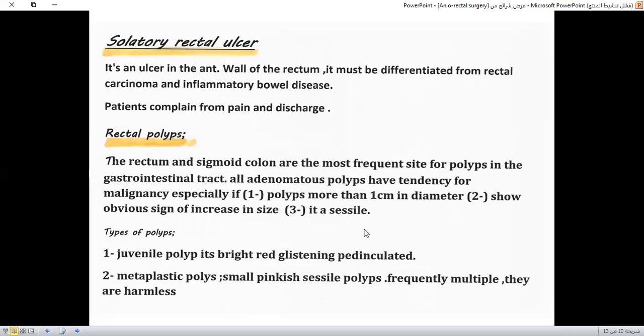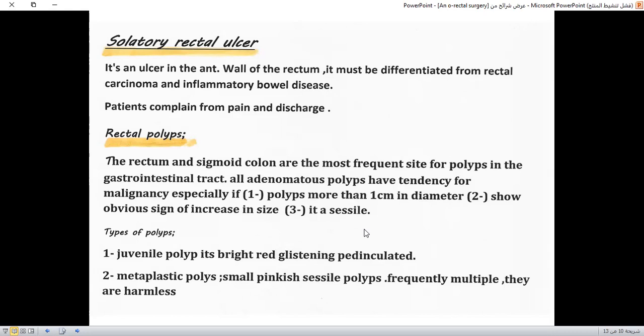Solitary rectal ulcer. It is an ulcer in the anterior wall of the rectum. It must be differentiated from rectal carcinoma and inflammatory bowel disease. Patients complain of pain and discharge.